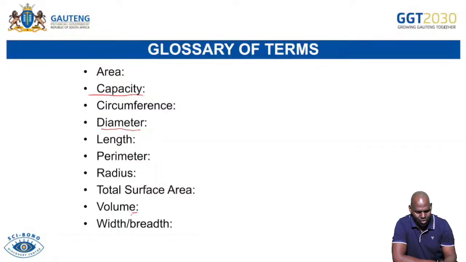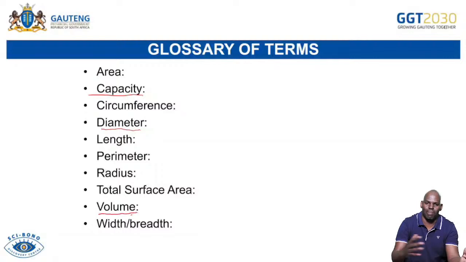And then, of course, we've got a volume. Volume is an amount of space that can be occupied by a three-dimensional shape. And then we've got the width, the breadth. If it doesn't specify, you can say it's the measurement from one point to another. Usually, it might be the shorter side of a rectangle. So we can say the width or the breadth is the shorter side of a rectangle.